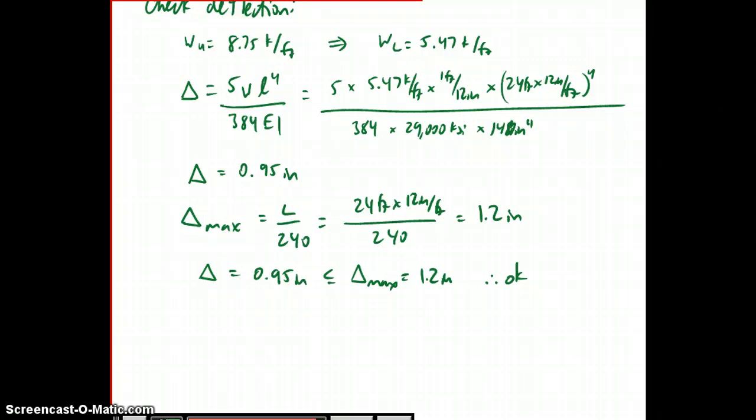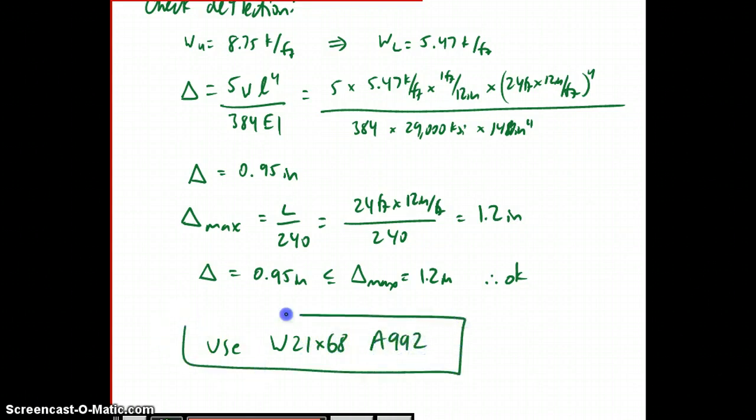If it failed in deflection, we could back-calculate and solve for the minimum I that would work to achieve a deflection under 1.2, and go into our Ix tables around page 3-29 and find the lightest shape with a strong enough moment of inertia on the x-axis that works. So it works for flexure, shear, and deflection. Therefore, our final answer, use a W21x68 A992 steel beam.